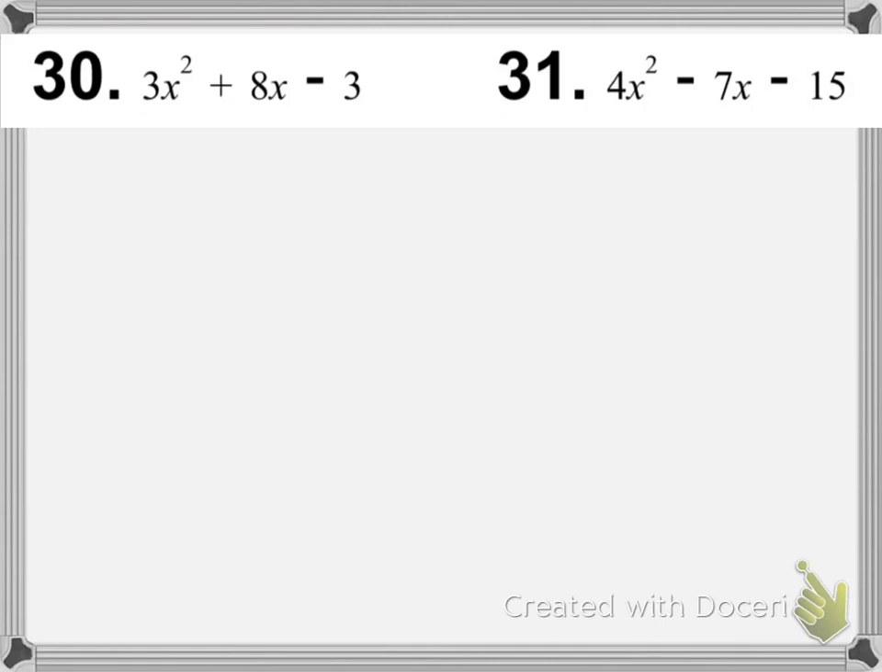So I'm using a lot of examples here that have the leading coefficient bigger than 1. Magic numbers multiplied on this one is negative 9. Magic numbers added is 8. So if I put negative 9 here, that would mean I've got 1 and 9, and I've got 3 and 3. So magic numbers subtracted has to equal 8.